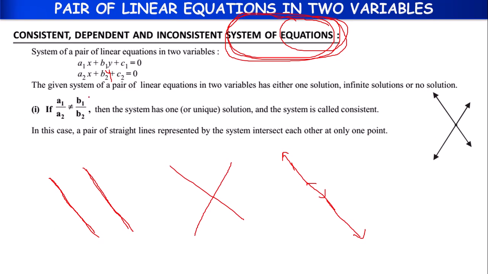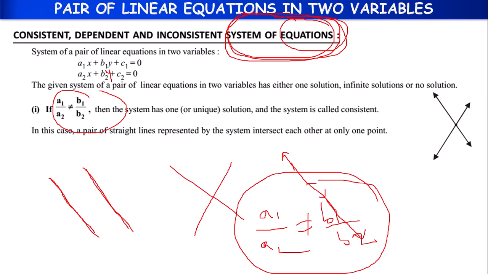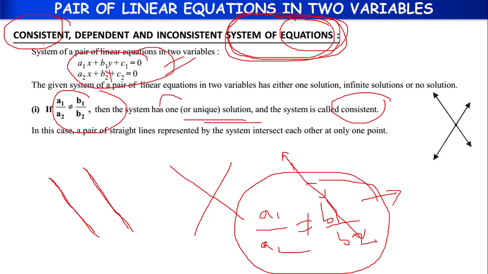If the given system of equations satisfies the condition a1 by a2 is not equal to b1 by b2, then they are called consistent equations. Consistent equations means the equations which have a unique solution or only one solution.